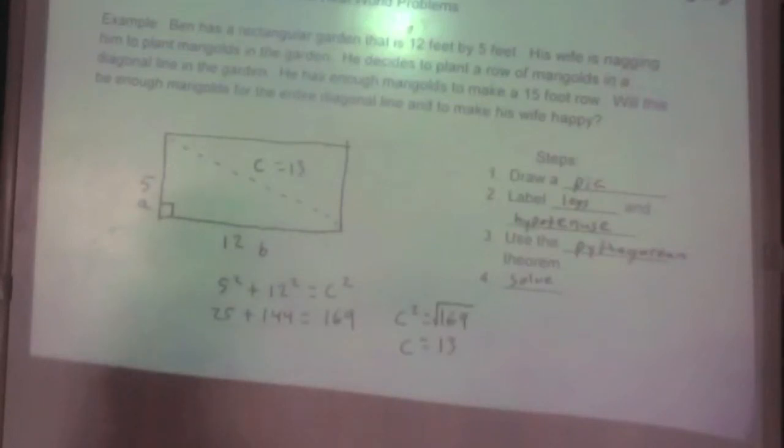There's your first lesson on the Pythagorean Theorem. I hope you liked that. I hope that went okay. You can now get started on your homework.